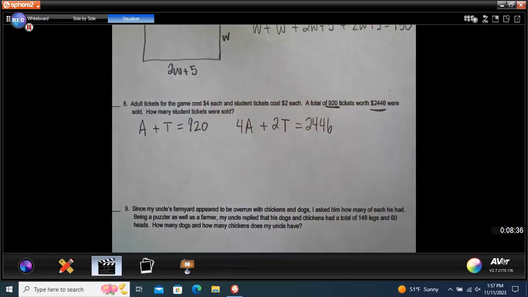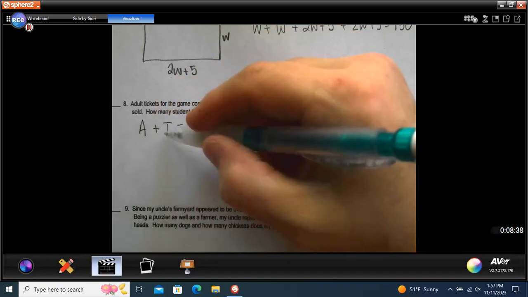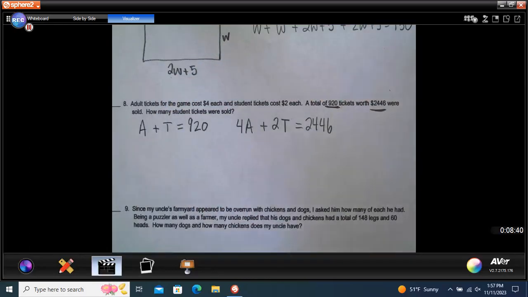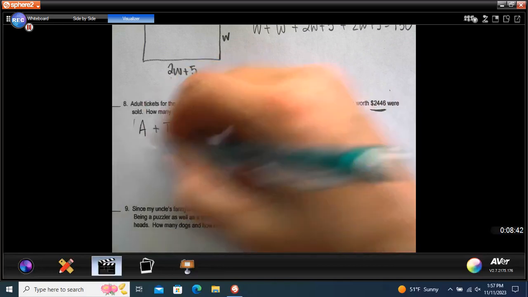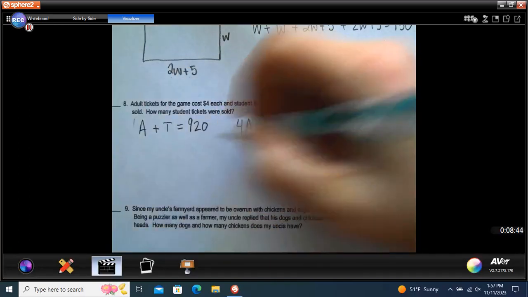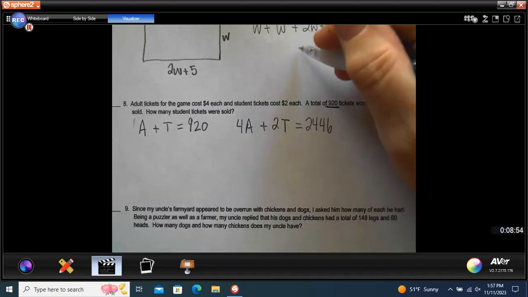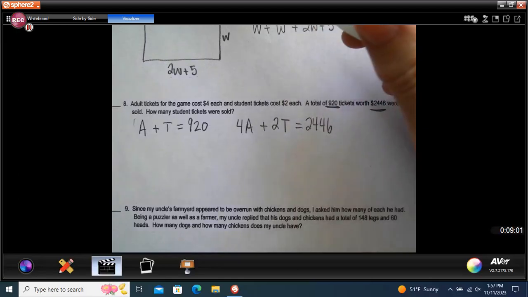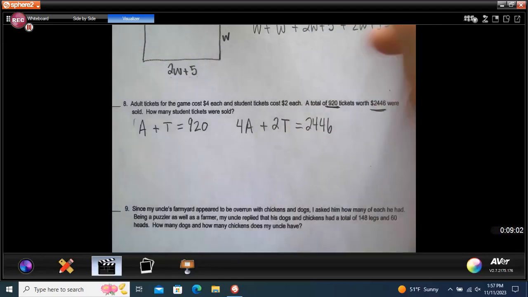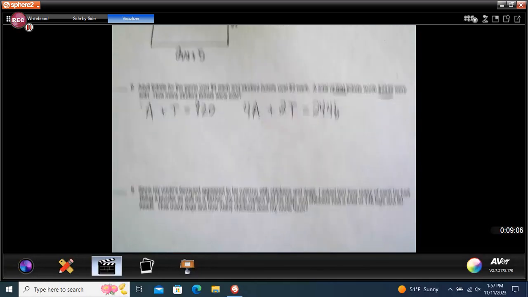And again, because these coefficients are 1, you could use substitution, but it's also very easy to just multiply this by -2 and add it to this one and solve it that way. Okay, I prefer elimination over substitution. If I had set number 7 up with 2 variables, I would have definitely used substitution because of how it would have gotten set up. But because I didn't set it up with 2 variables, it's easier to do without that.